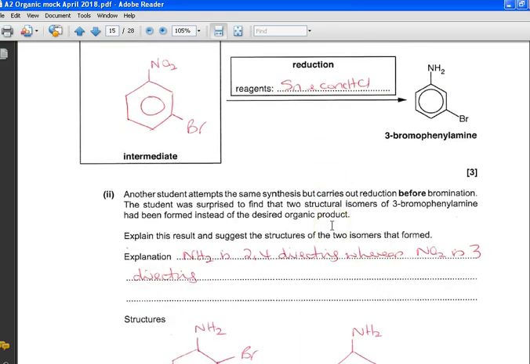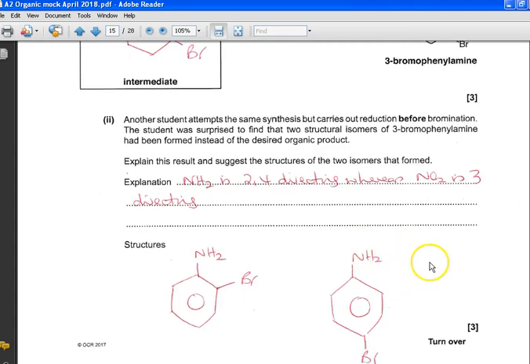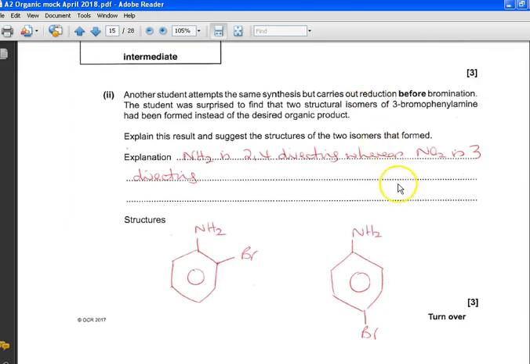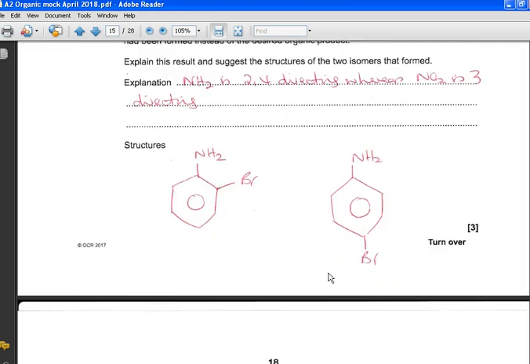Okay, and then again a little bit of application. So 3 marks for just knowing the scheme, which you can know or learn off by heart. This one you have to think a bit more about. If you did the reduction first, you would have NH2 on your ring, which is a different directing group to NO2. Okay, and they would be your 2 products.